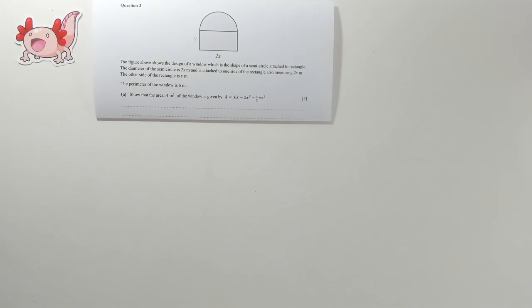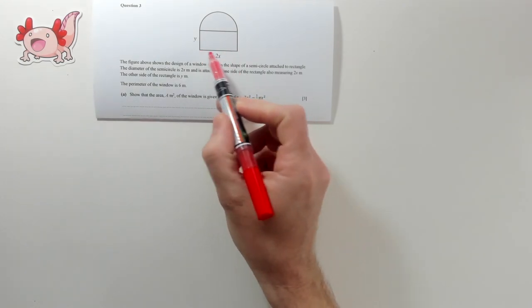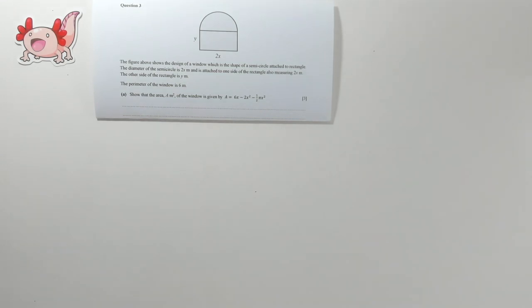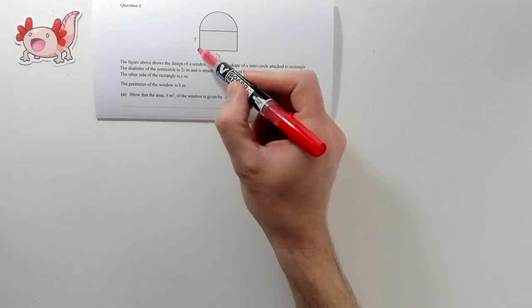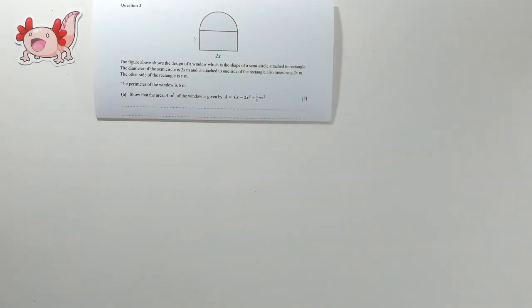The diameter of the semicircle is 2x, so obviously that's the 2x bit there. And it's attached to a rectangle also measuring 2x. And the other side of the rectangle is y, that's the y. And the perimeter, so going all around, is going to be 6 meters.